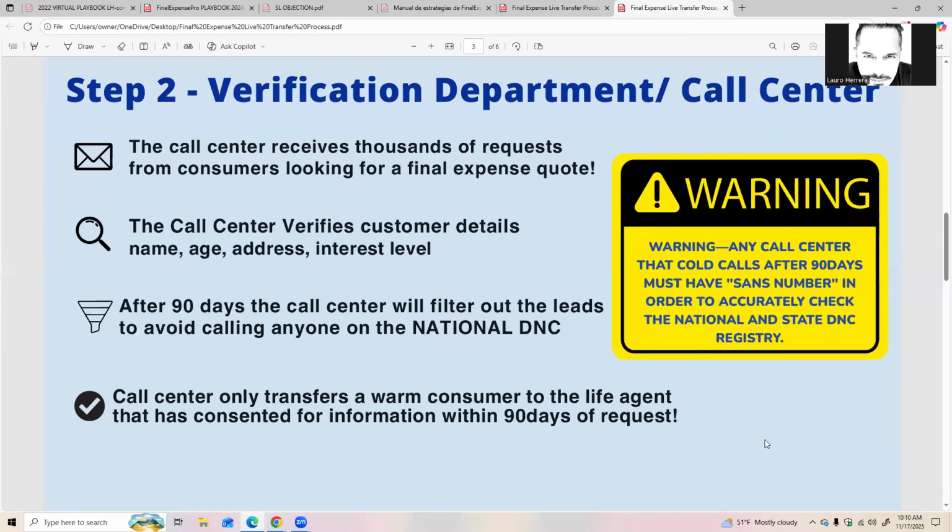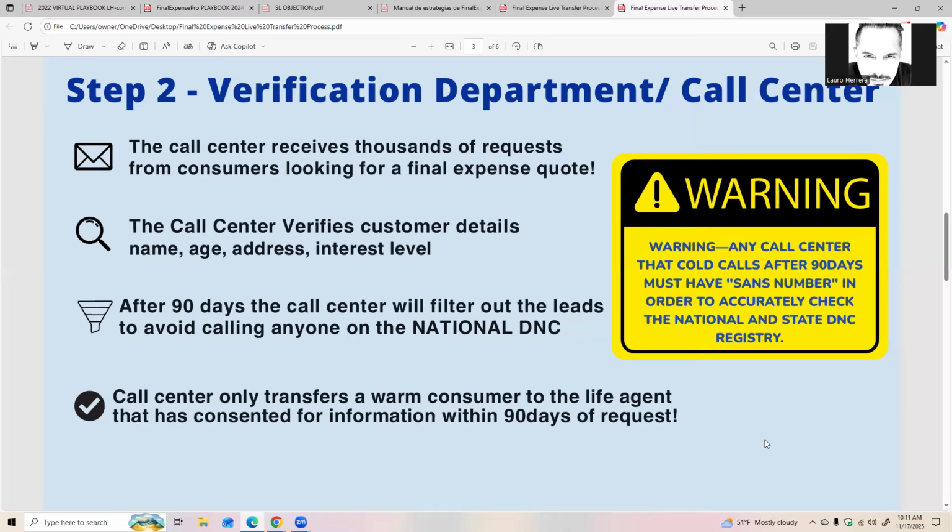What the call centers typically do is buy all that data just like you, but they buy all of the data that either no one picked up the phone on, or maybe it's aged data. The call center receives all of these requests from consumers who were looking for a final expense quote, and they commit to buying all of it. Then the call center verifies every customer's details: the name, the age, the address, and obviously there's an interest level there. But the call center verifies by doing what? By contacting that person. And once they have someone interested, they transfer it to you.